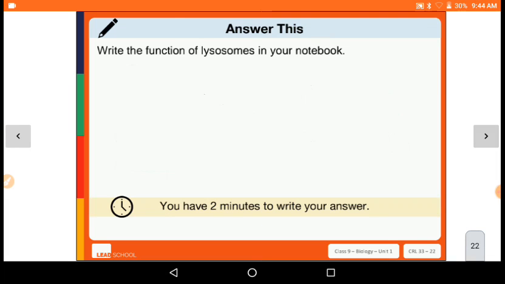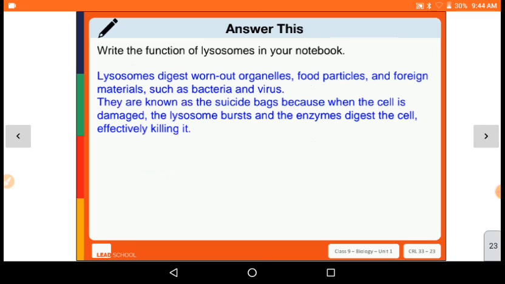Okay. What is the function of lysosome? It will digest all the worn out organelles, food particles such as bacteria and virus which are not necessary for the cell, and old organelles also it will eat. And the second part is they are also known as suicide bags because when the cell is damaged, the lysosome bursts and enzyme digest the cell, effectively killing it. Like it will eat itself when the cell is damaged.